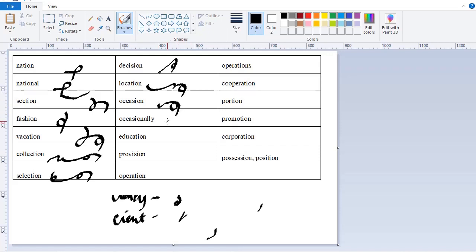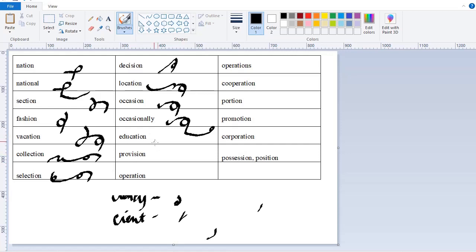Next, occasionally. We have okay, Shon, Li. The Shon, the SH stroke, already has an N in it. Shon, right? It has an N included in that stroke. So all you need to add is the Li. And as I said in the previous lesson, when it has a double L, you first write the single L and then add the LY. That is why occasionally looks like that.